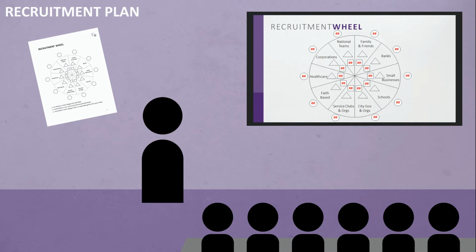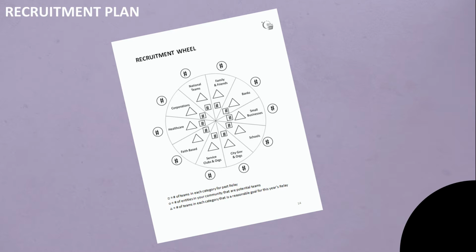Have participants look at the slide and on page 14 of their workbook to see their current recruitment wheel. The square should already be filled in with the most recent relay's data. The circle should be filled in with community data. This activity is to fill in the triangles.